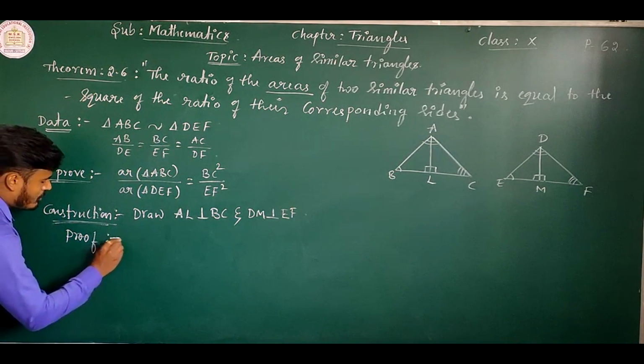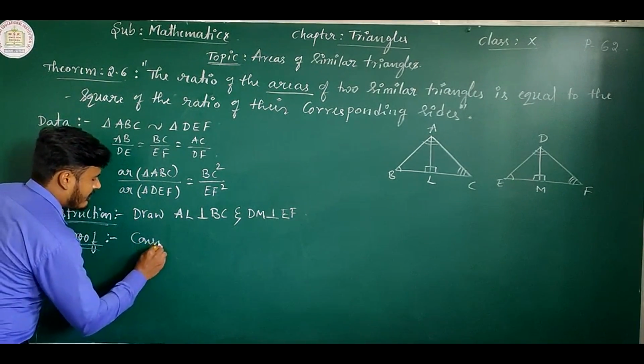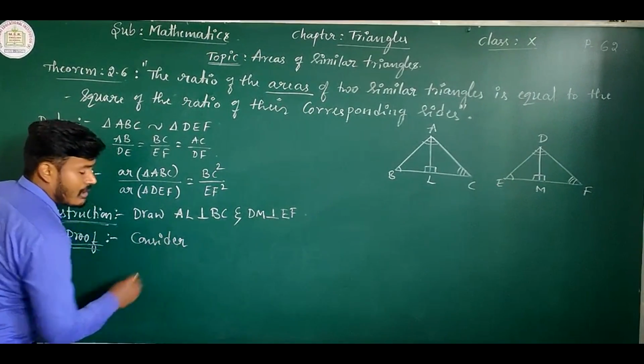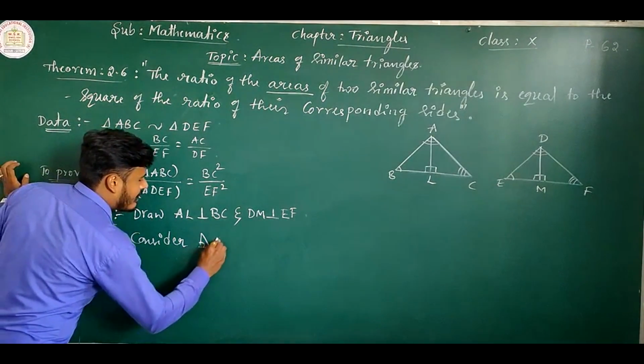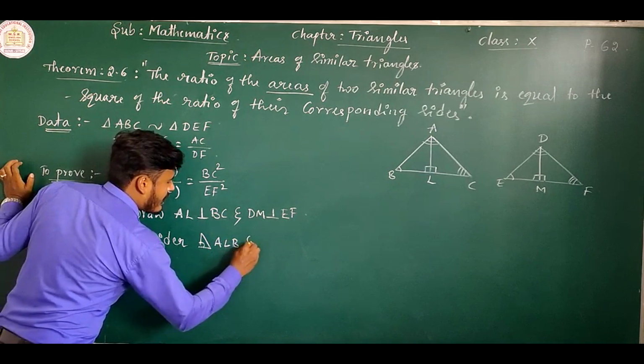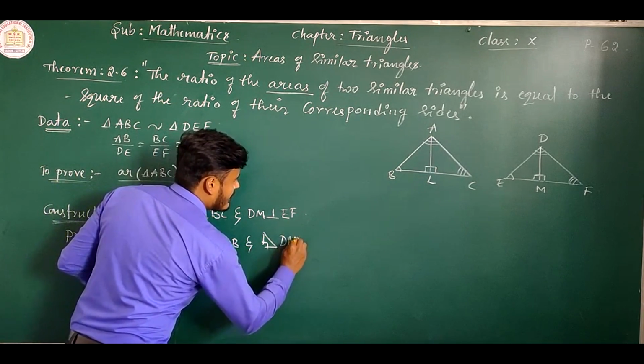So here the required proof is, you just consider two triangles, right angle triangle ALB and right angle triangle, what about next, DME.